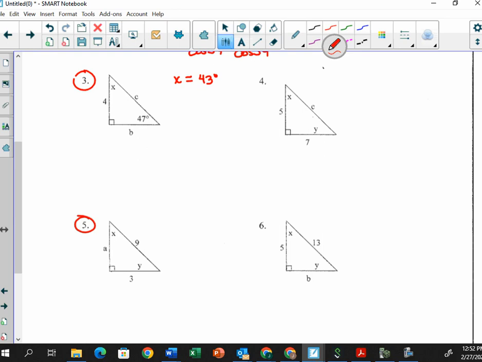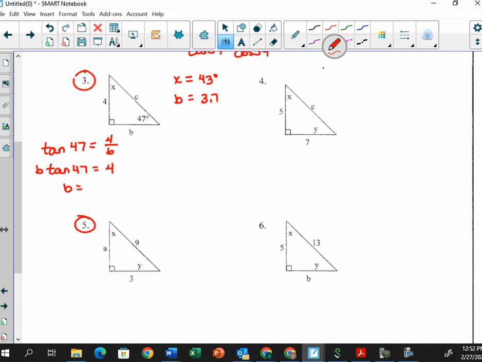You can do it 2 ways. You can do tangent of 43 or tangent of 47. I'm going to do this one just to remind you how to solve when the variable's in the denominator. Remember, you multiply both sides by whatever's in that denominator. So we get b times tangent of 47 equals 4. And then how do I get b by itself? Divide by tangent of 47, yeah. So did we get 3.7 for b? Yeah, okay.